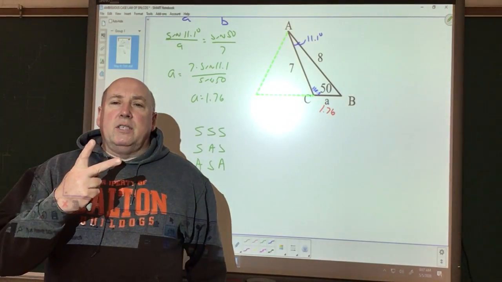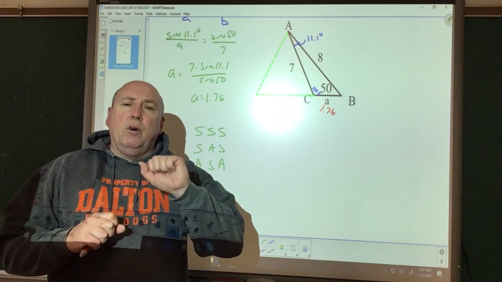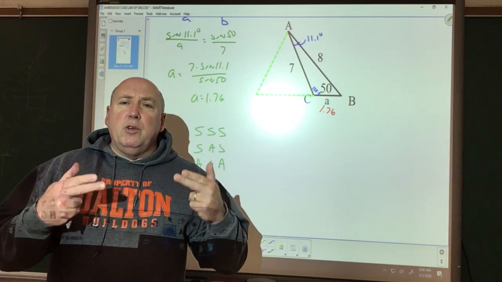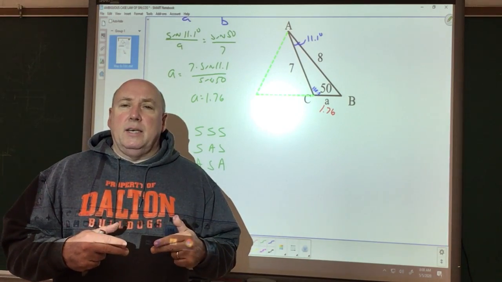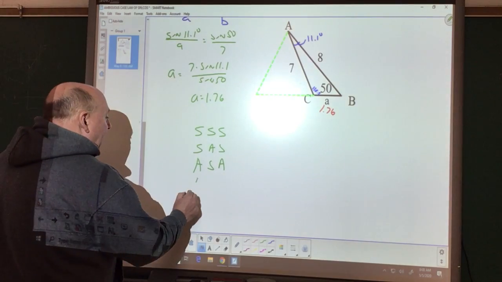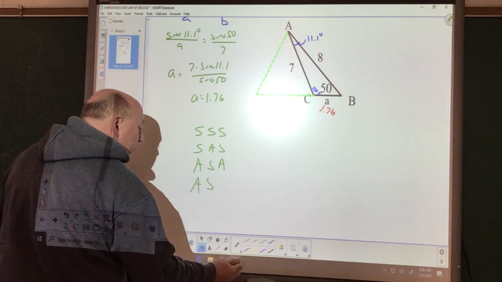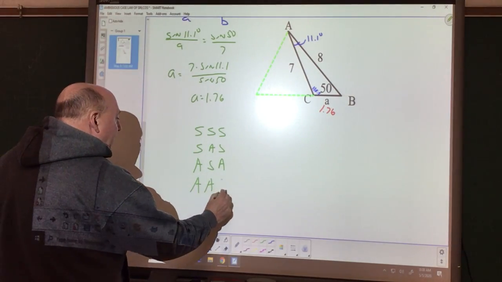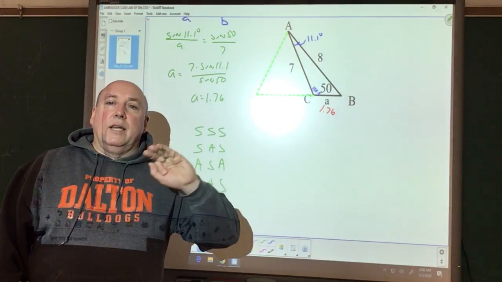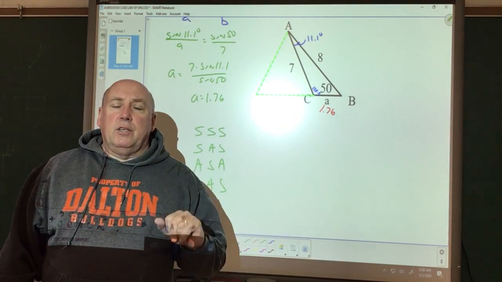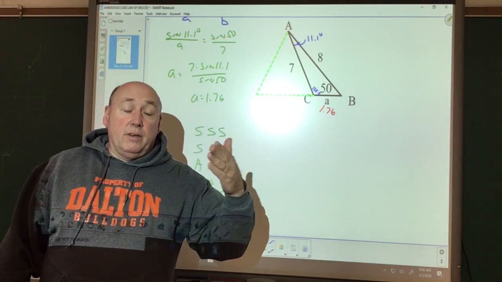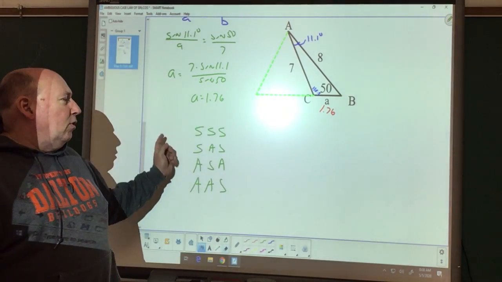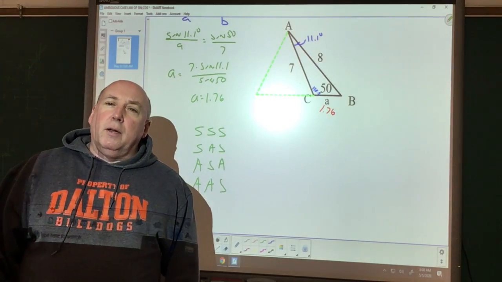And then you learned an angle side angle postulate. If two angles and the included side of one triangle are congruent to two angles and the included side of a second triangle, the two triangles are congruent. And then you learned an angle angle side. Two angles and a non-included side of one triangle congruent to two angles and the non-included side of a second triangle, the two triangles are congruent. And these were how you proved triangles congruent.